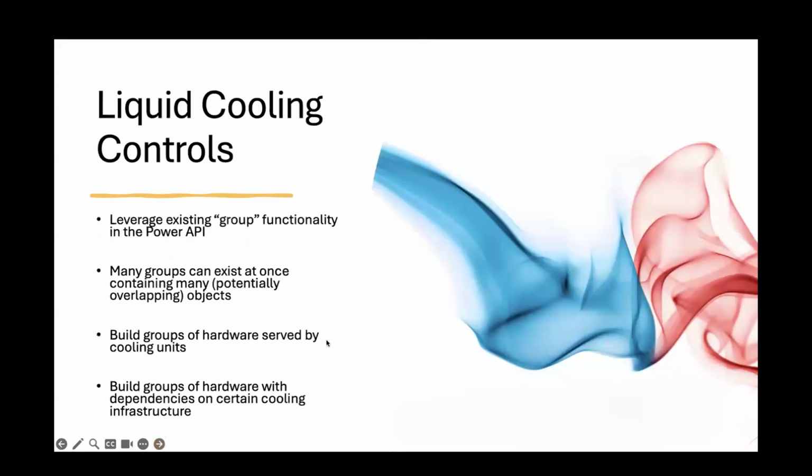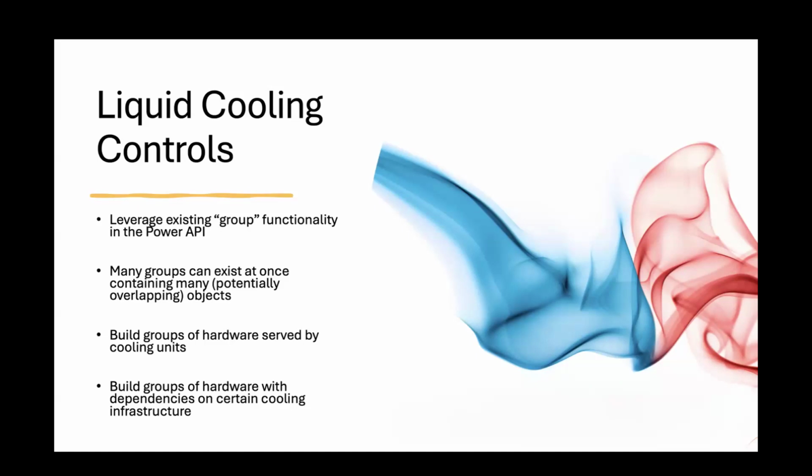Oh, there we go. So what have we been doing in liquid cooling controls? Now that you've been introduced to the Power API, the basics there, what are we doing for liquid cooling controls? There's an element of the Power API that I haven't introduced yet that I wanted to introduce here called group functionality. You may create arbitrary groups of objects within the Power API. And this means that we can use groups for understanding how things are connected and the interdependencies of things in liquid cooling controls as well.